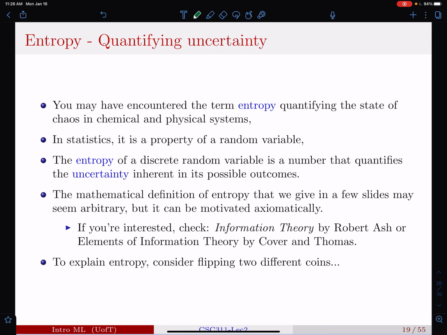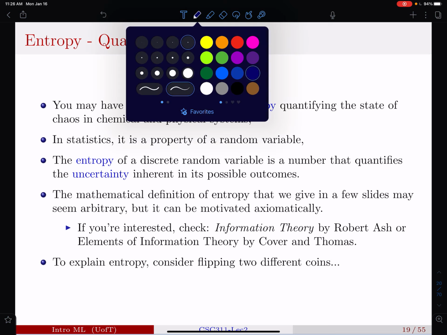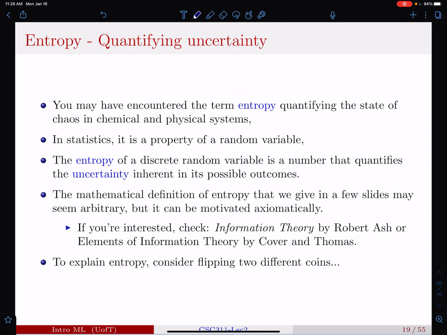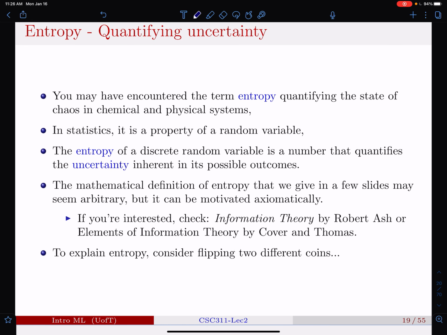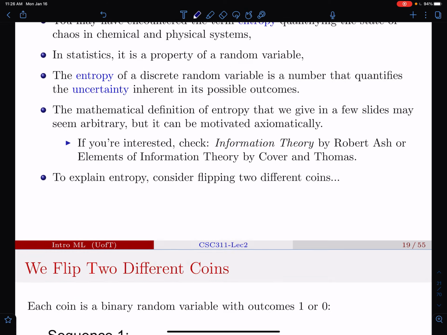So you may have encountered the term entropy before. It's often used in other systems to describe the amount of uncertainty. The concept we're using in this class is the one from statistics, which is a property of a random variable. So the entropy measures the amount of uncertainty in a random variable, and we have a motivating example here.